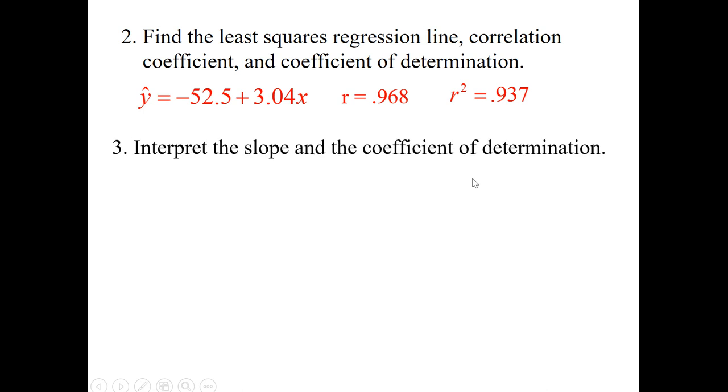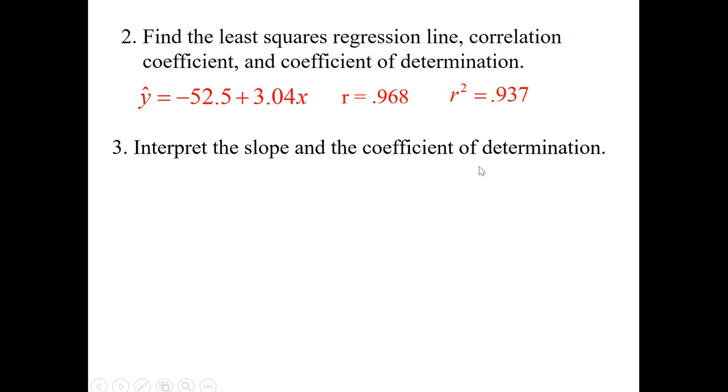So question 3 says interpret the slope and the coefficient of determination. So again, this is one of those things where they tell you to interpret the slope, and you're like, okay, well, which one is the slope? It's the coefficient of x. All right, and so 3.04 is our slope. And remember, think back to algebra time. What is slope in algebra? The change in y with respect to x. How much does y change as x changes by 1 unit? You can just start off that way to make it simpler.